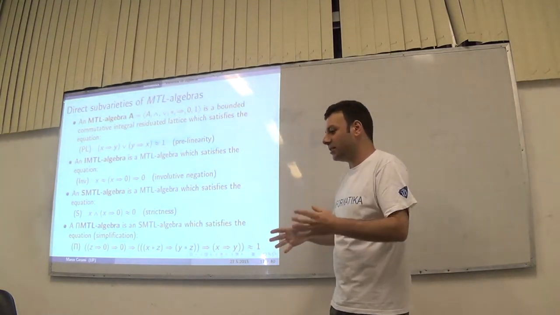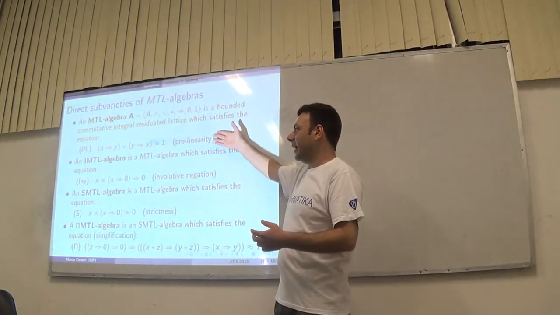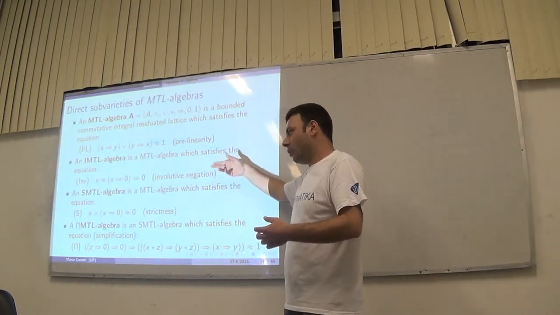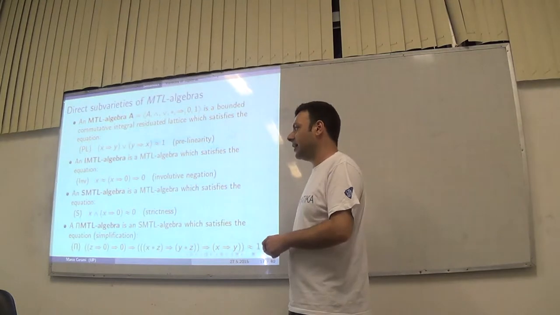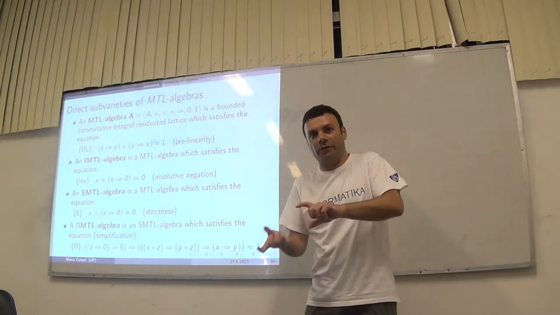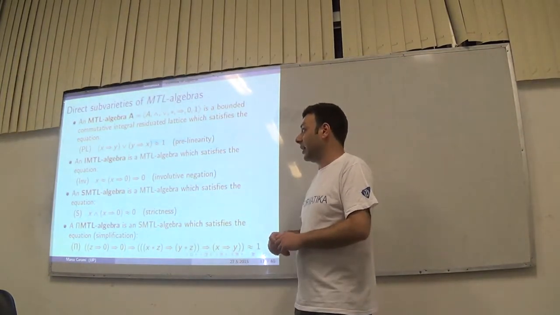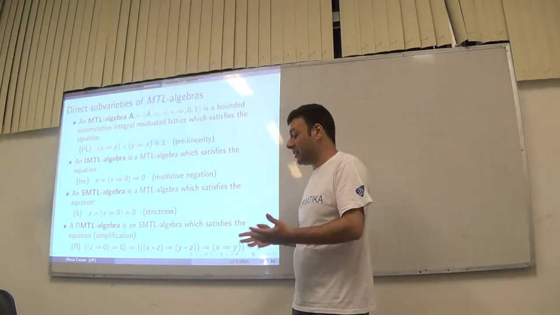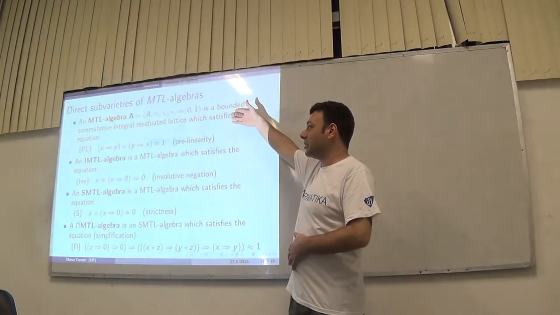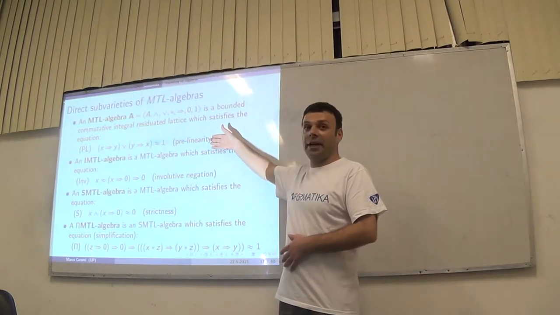It coincides in the strong sense, in the sense that most of the time the equation that defines the class of algebra, the variety, is a translation of the axiom, or the axiom is a translation of the equation that axiomatizes the class of algebra. So we have that an MTL algebra is just a bounded residuated lattice that respects prelinearity.